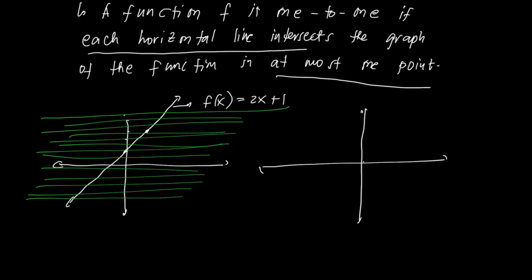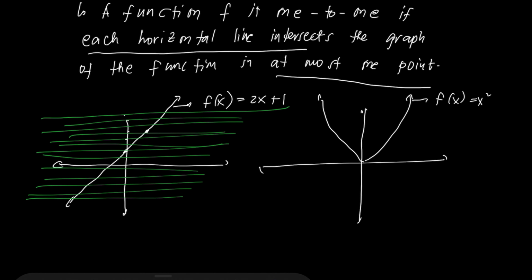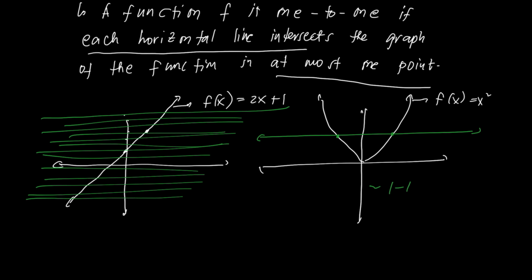How about the second example? The graph of f of x equals x squared is like this from our previous lesson. Now, if we draw a horizontal line there, from the looks of it, it intersects at 2 points in the graph. So therefore, it is not 1-to-1.